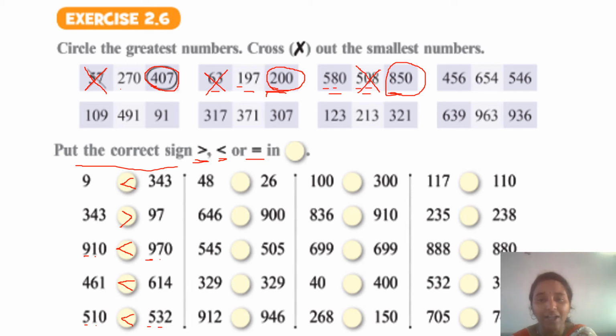Let me tell you about one equal to sign. Yes, it is here. See here, 699 and 699. Both numbers are equal, right? So we have to keep an equal to sign over here. And the remaining sums are for your assignment.